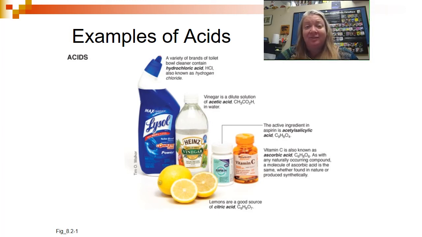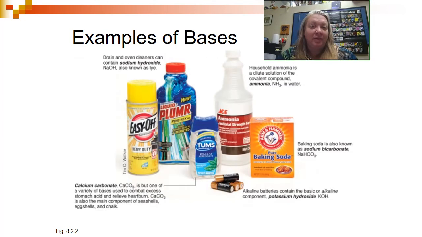Your aspirin has acetylsalicylic acid. Oh, that one's fun to say. We actually have a chapter about that one later on. And then vitamin C has ascorbic acid in it. Your bases, a lot of those will have sodium hydroxide, like Easy Off, your oven cleaner, or Liquid Plumber, which helps with toilet bowl cleaners.